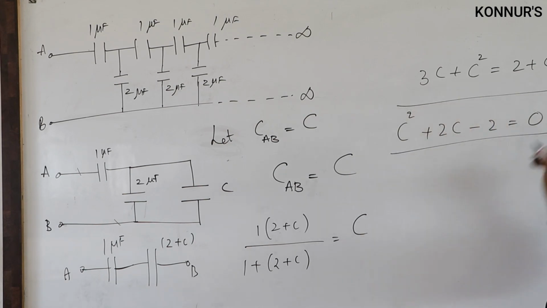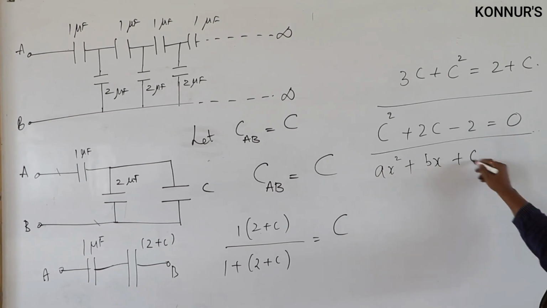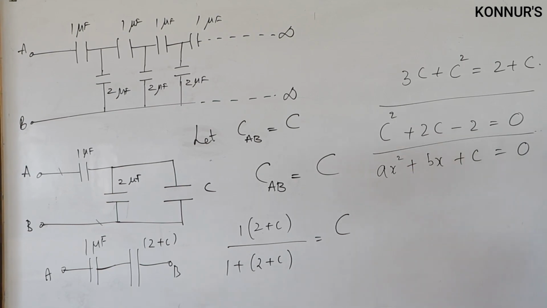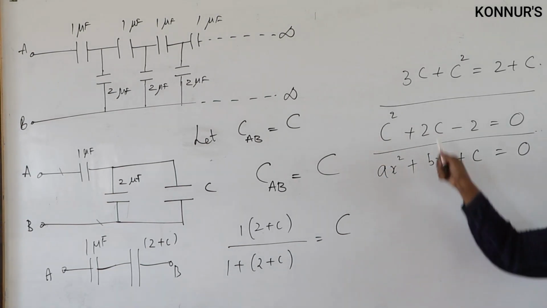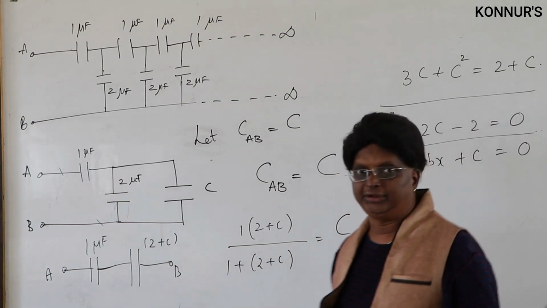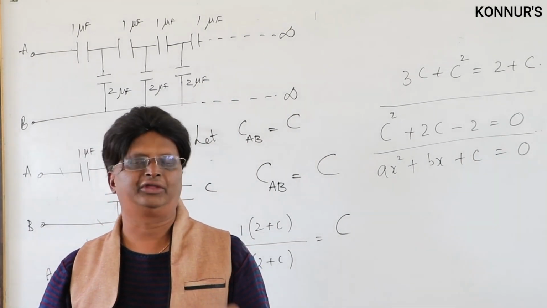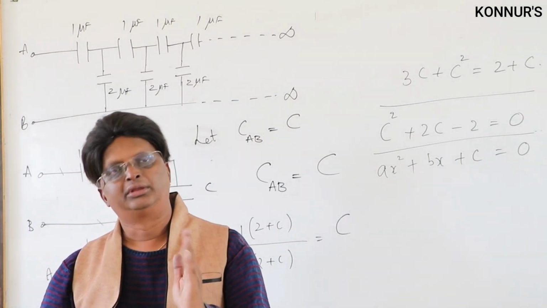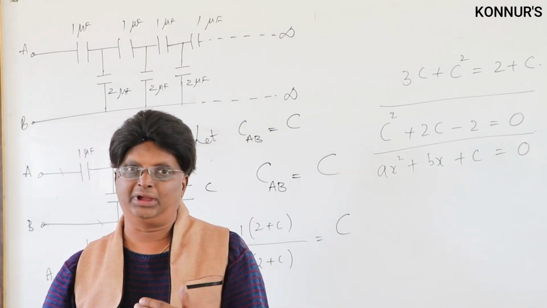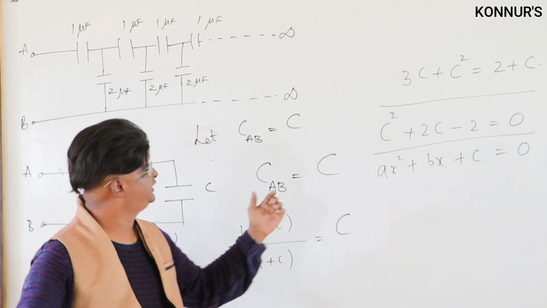Is that okay? Now it is in the form a x square plus b x plus c is equal to 0, a quadratic in x; here it is a quadratic in C, with a as 1, b as 2, c as minus 2. Now you can deduce the roots. Among those roots, one you will get as positive, the other as negative. You leave the negative root, and the positive root will be your answer. So this is for the infinite ladder.